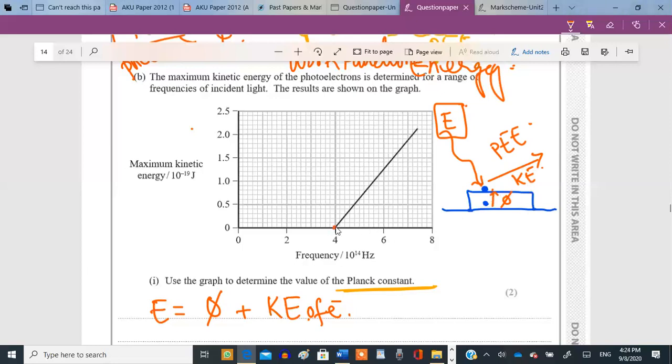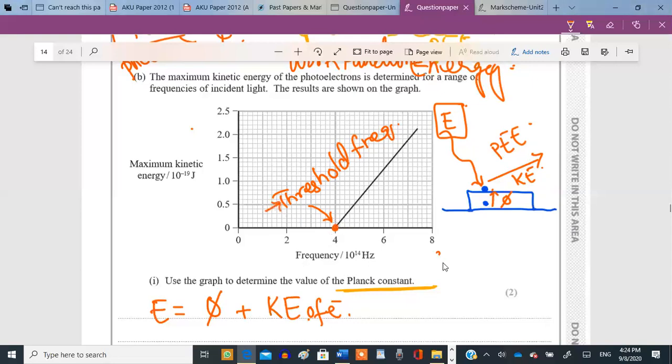Now, in this graph, after this frequency, your electrons are emitted. This is your threshold frequency, the 4 raised to the power of 14 hertz. Before this frequency, no emission was there. But immediately after this frequency, you've got emission at a constant rate. This frequency is called the threshold frequency, okay? The minimum threshold that you require to cause the photoelectric effect, the threshold frequency.